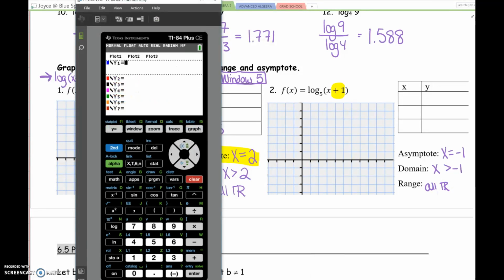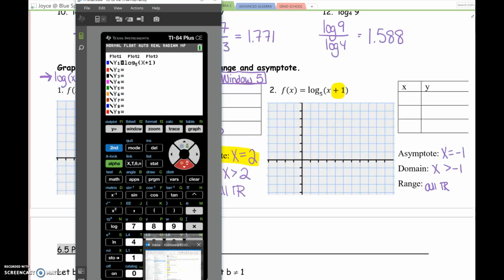In the calculator, in y equals, alpha window, number 5, log base 5 of x plus 1. If you're using an older calculator, here's how you would type it in. You would do log button x plus 1, close your parentheses, divided by log button 5, close your parentheses. So those two lines mean the exact same thing.